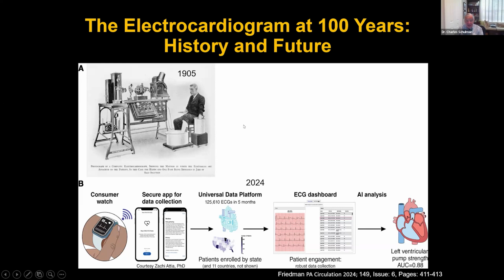Just to show you how very far we've come, in 2024, we're now able with consumer watches to record EKG data, to gather it on an ECG dashboard, and AI analysis allows for the determination, or at least the prediction, of left ventricular pump strength based on the analysis of the current EKG. So here we are 100 years later.